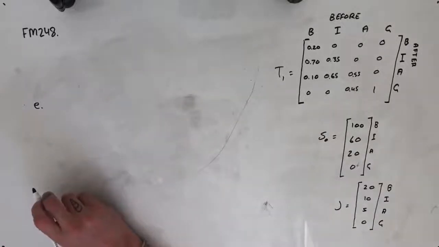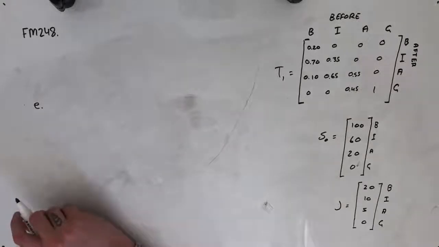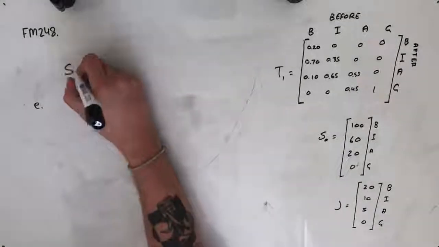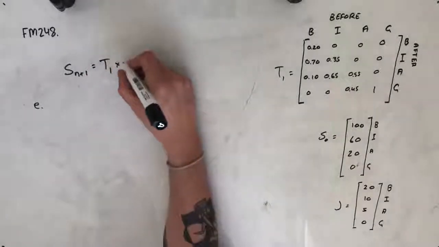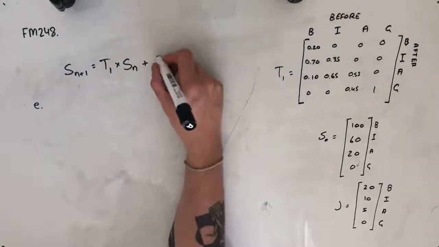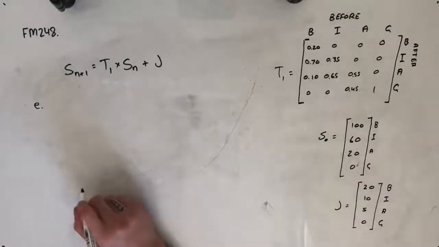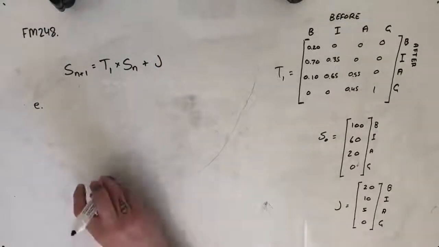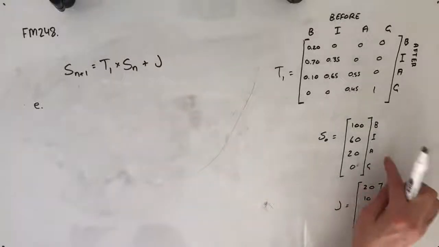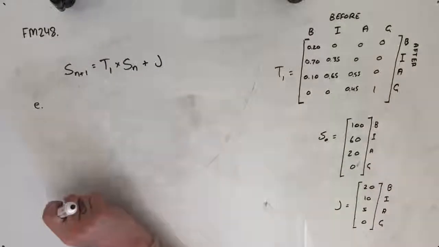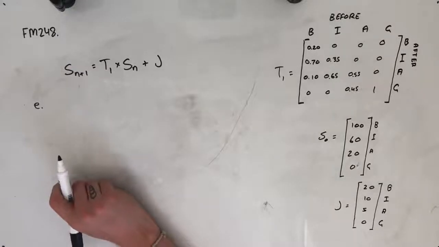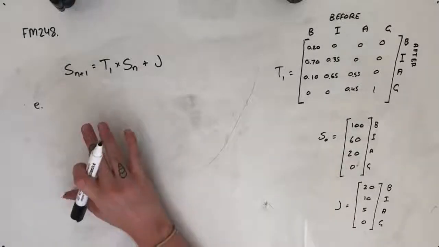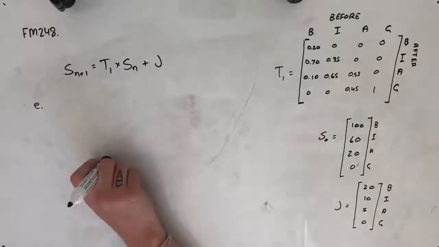The expected number of students in the school after n assessments can be determined using the matrix equation Sn plus 1 is equal to T1 times Sn plus J. Question E, and then below that we're told once again that S0 is this initial state matrix that we were given at the beginning. Question E says, consider the advanced level students expected to be in the school after 2 assessments. How many are expected to graduate after the next assessment? Write your answer correct to the nearest whole number.